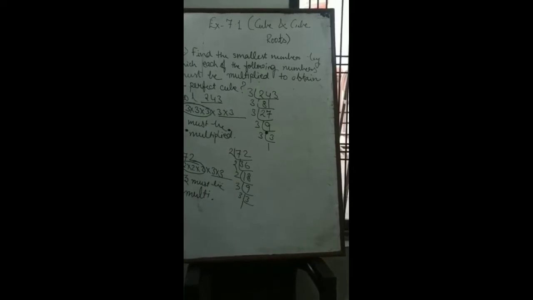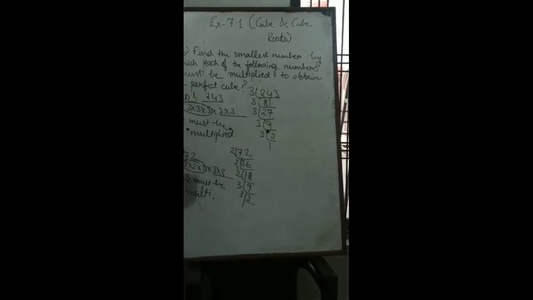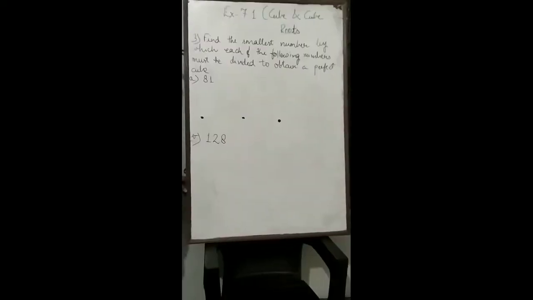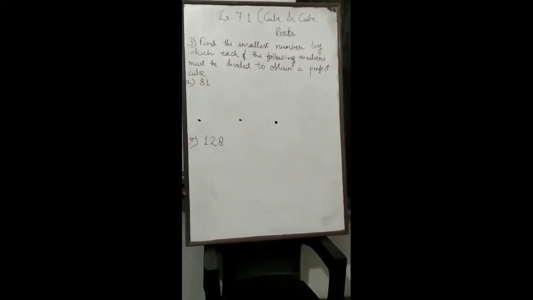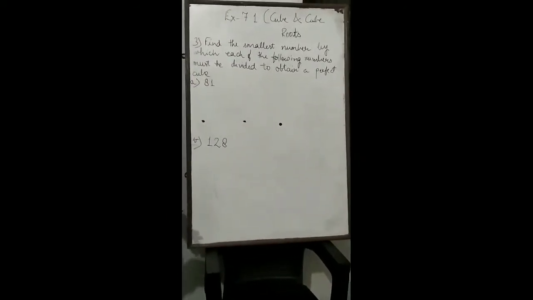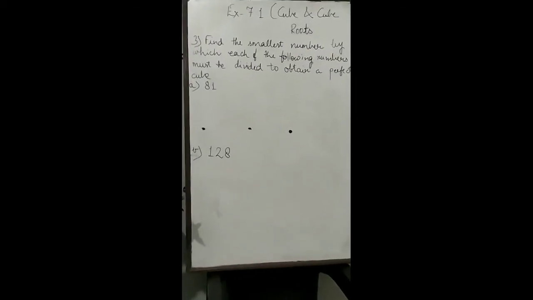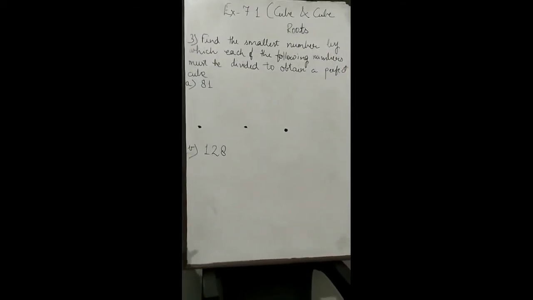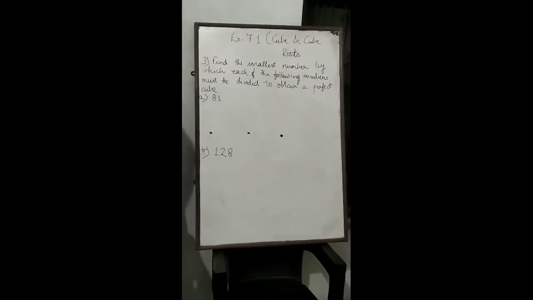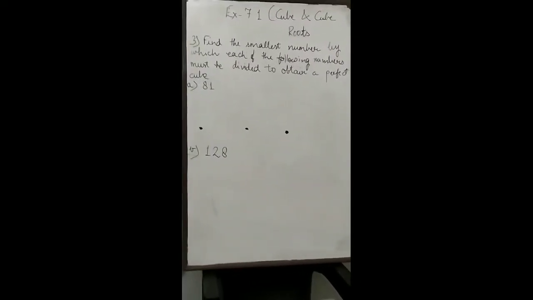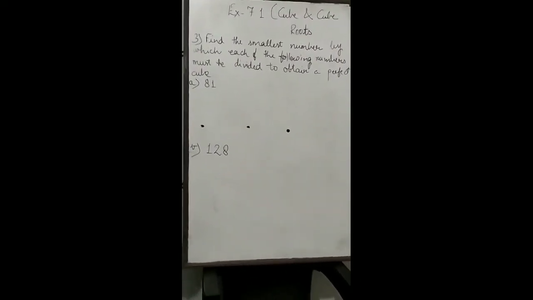So students, try to solve the rest of the parts like A and B of this question. Thank you. Now all the students, let's see question number 3. In this question you have to find out the smallest number by which each of the following numbers must be divided to obtain a perfect cube. In your previous question you had to multiply and here you have to divide.